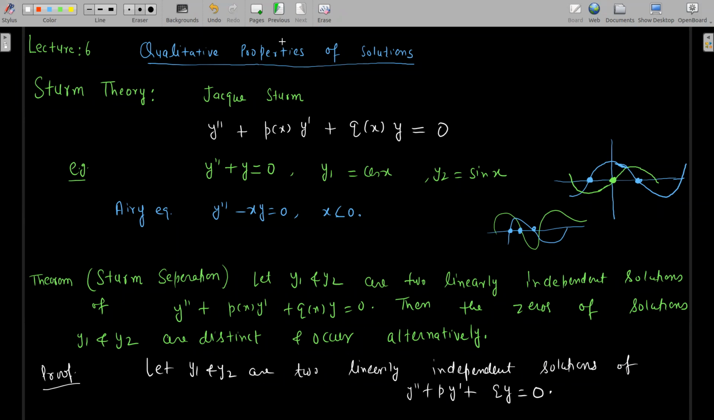Okay, so we will assume two conjunctive zeros of one solution. Let x1 and x2 be two conjunctive zeros of one solution, say y1.